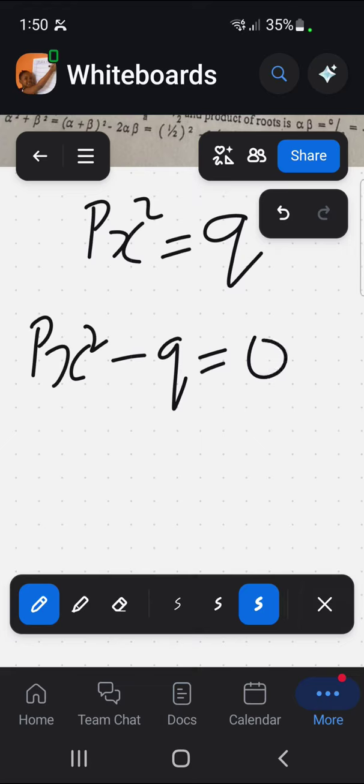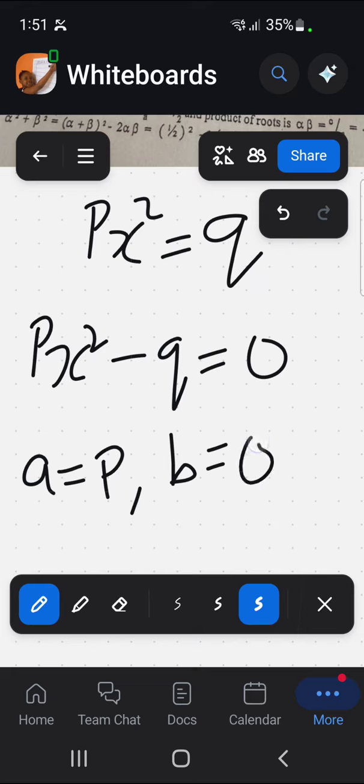So if you notice, in this case, there is no x term. So it means that a would be p. The value of a is p. Remember, the value of a is the coefficient of x squared, which is p. Now, the value of b. B is supposed to be the coefficient of x, but there's no x. Since there's no x, the value of b will be 0.